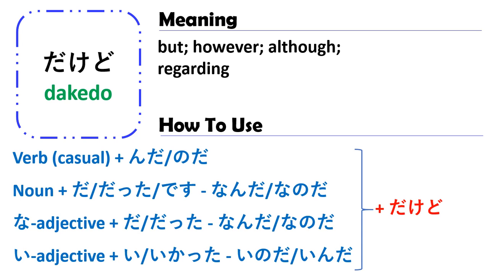Or you can change to the past tense form, katta kedo, nanda kedo, something like this. So remember, we don't use it like dakedo. No, you should change just the verb to da, followed by kedo. To better understand how to use the grammar of Dakedo, next let's see some examples together.